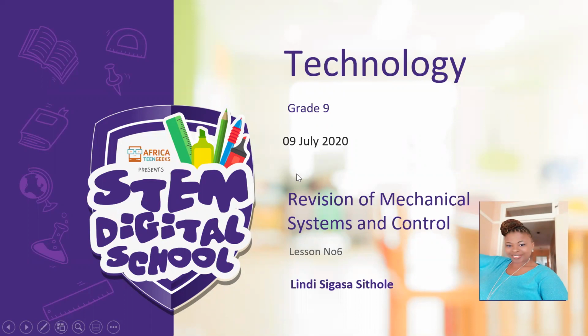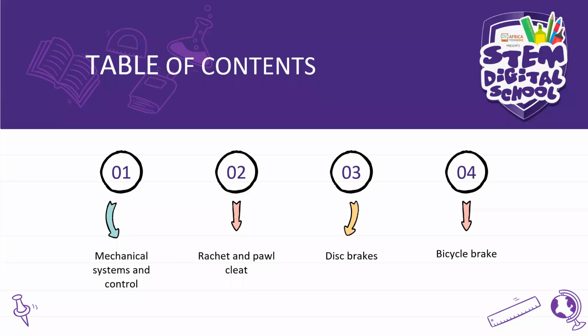Welcome to this revision lesson. We are still revising mechanical systems and control. Today, we are doing mechanical systems and control. We'll look again at the ratchet and pawl. Then we'll look at brakes today. We'll look at disc brakes and also the bicycle brake.